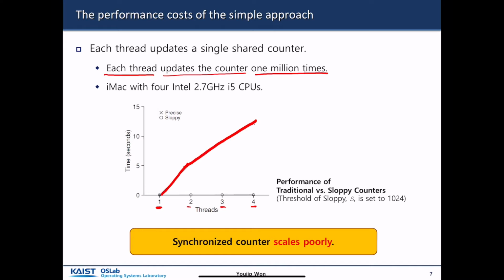So, of course, this is because of the lock. Plain lock fails to scale. So a group of researchers has proposed a concept of sloppy counter. And if you apply sloppy counter, then the execution time remains the same even though we increase the number of threads.